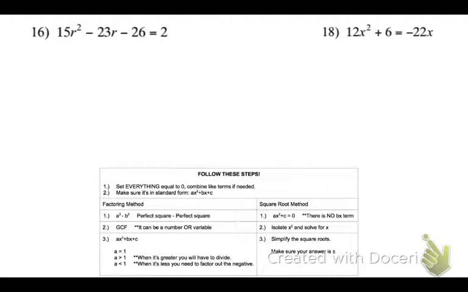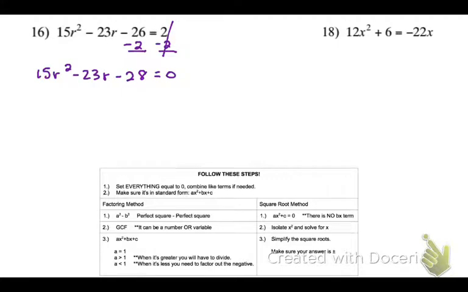So for the first one, for 16, set everything equal to 0, combine like terms if needed. Notice how I need to go ahead and subtract that 2. I have to subtract it from the negative 26. That gives me 0. I'm left with 15r squared minus 23r minus 28 is equal to 0. Once I've done that, I kind of have to see, okay, is there any greatest common factors? I cannot do square root method. There is no perfect square minus a perfect square. There is no GCF. If you look at 15, 23, and 28, there is no number you can take out from all of them. That means we're going to be stuck with an a greater than 1 case.